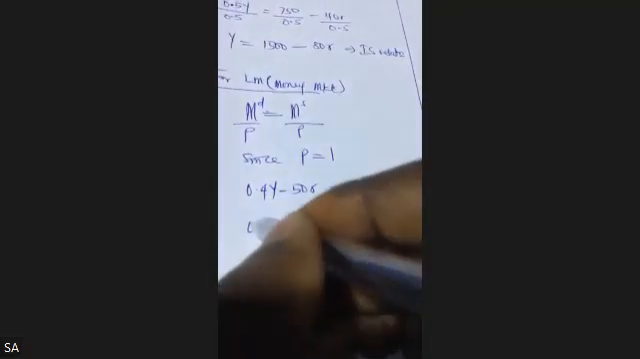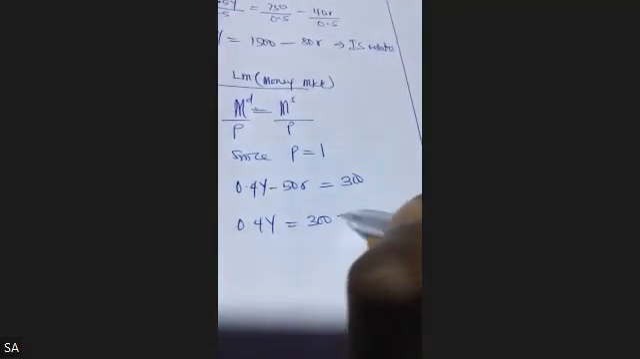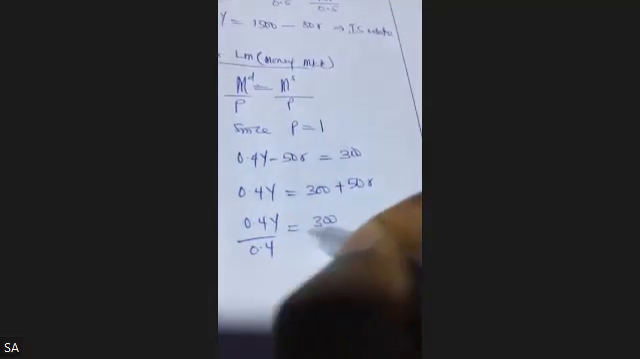Bring this to this side. We have 0.4y equals 300 plus 50R. So you divide through by what? 0.4. So we have 300 divided by 0.4 plus 50R divided by 0.4.